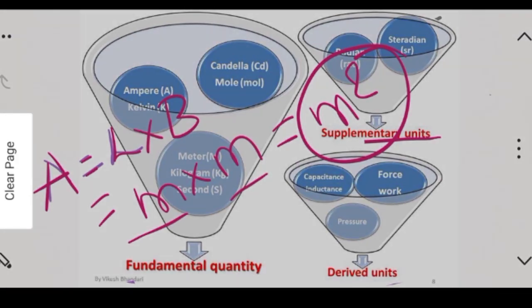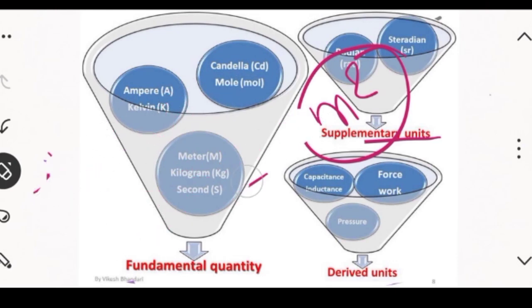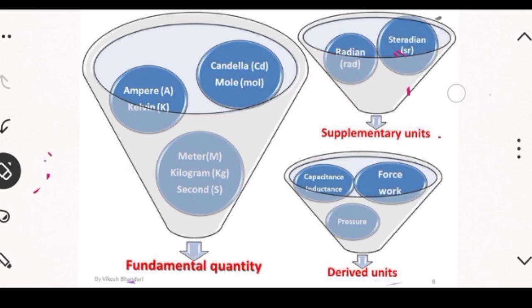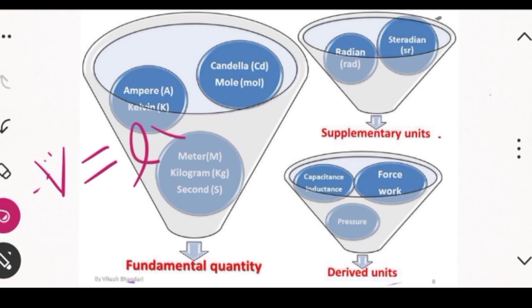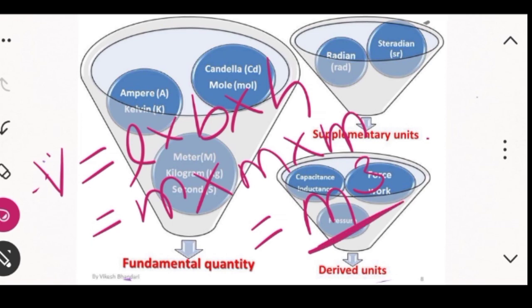One more example we will take. What do you mean by volume? Length into breadth into height, right? Volume is nothing but length into breadth into height. What is the unit of length? It is the meter. It is meter. It is meter. Then it will be meter cube. Then it is a derived unit. Derived from what? Meter. This is a derived unit.